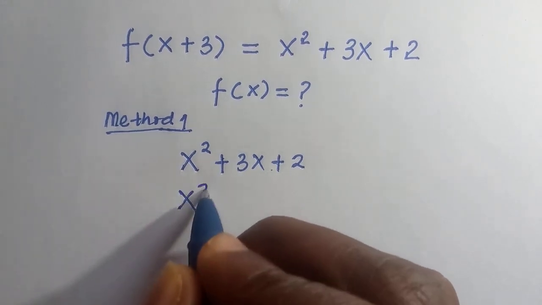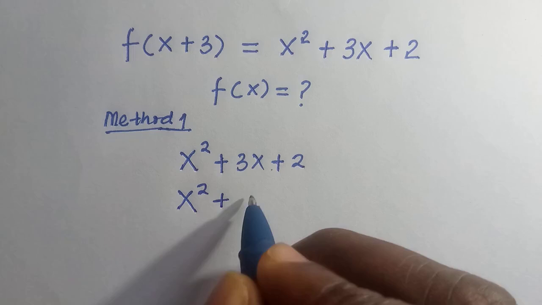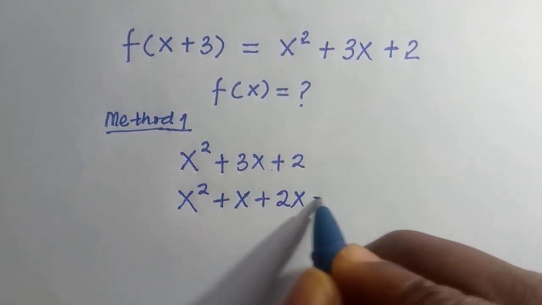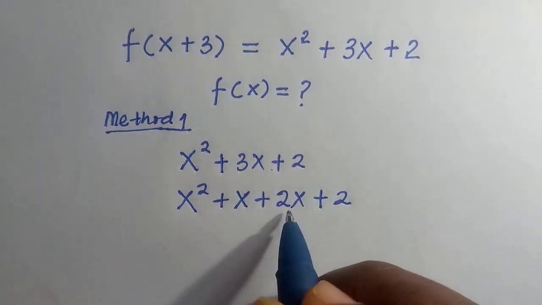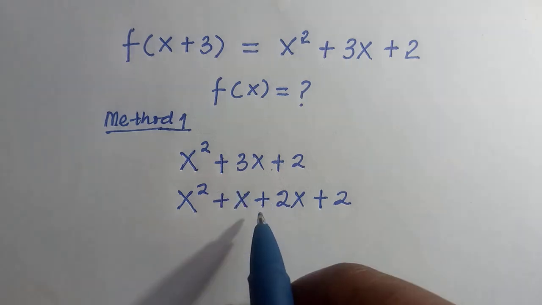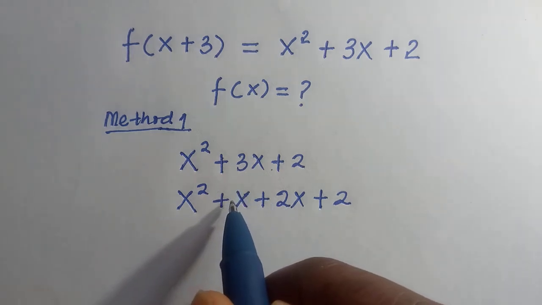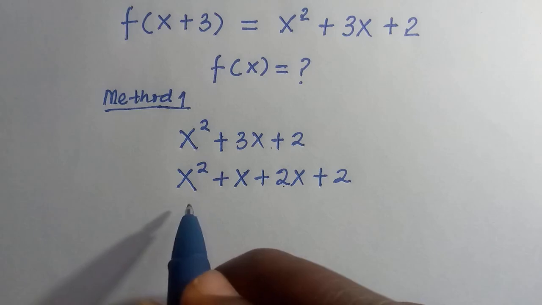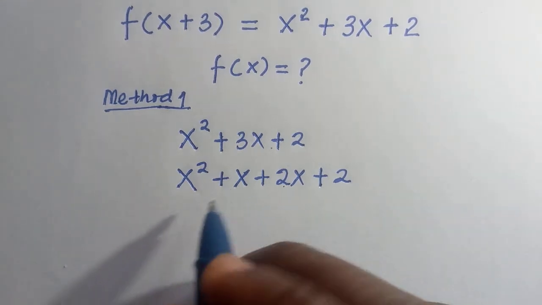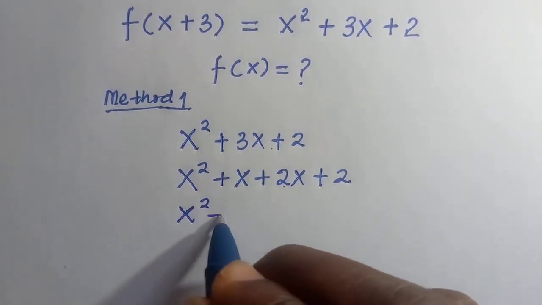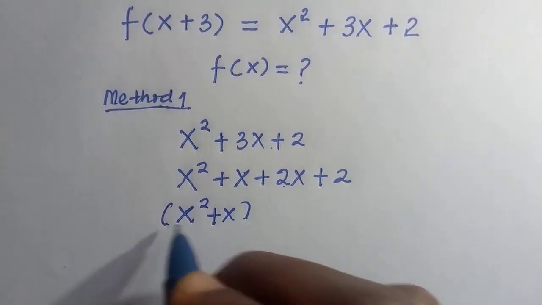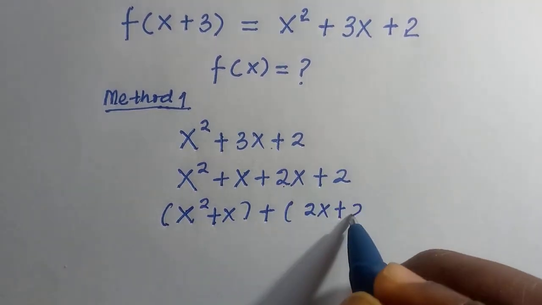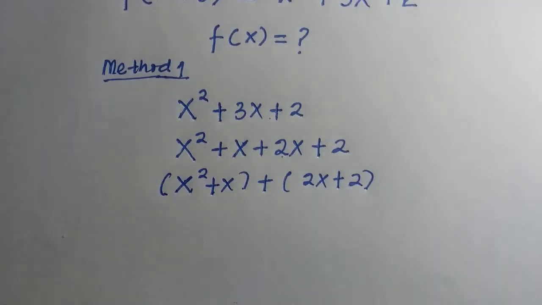So we can have this as x squared plus x plus 2x plus 2, because x plus 2x is 3x, and x has a coefficient of 1, then 1 times 2 gives 2. Therefore we can combine this together. So by combining this, we have x squared plus x in bracket, plus open bracket 2x plus 2. Here is what we have for this.